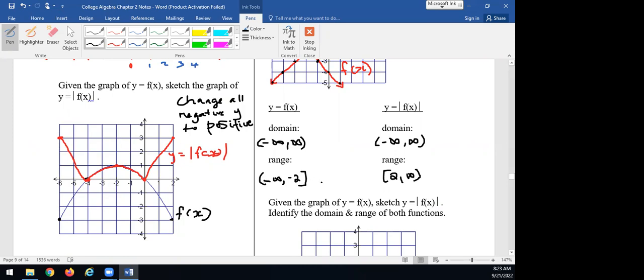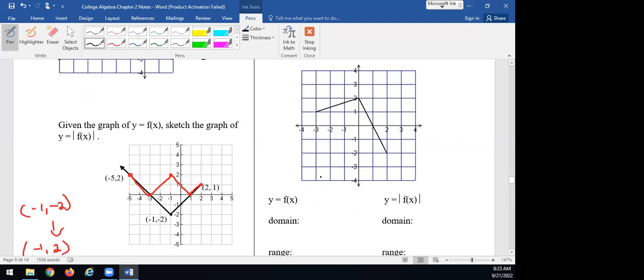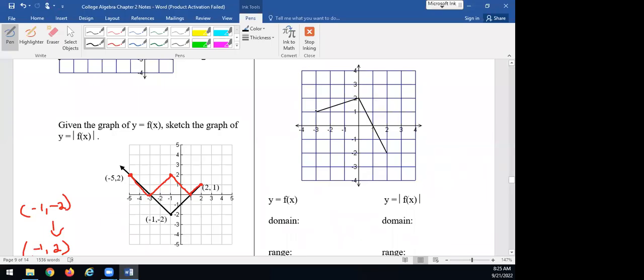All right, I'm going to give you all a minute to try this one. So you're given the original function. So you're going to sketch the absolute value function and then find the domain and the range. All right, so this is your original function. So it doesn't continue on and on. So before we draw the absolute, let's just find the domain and range of the original.